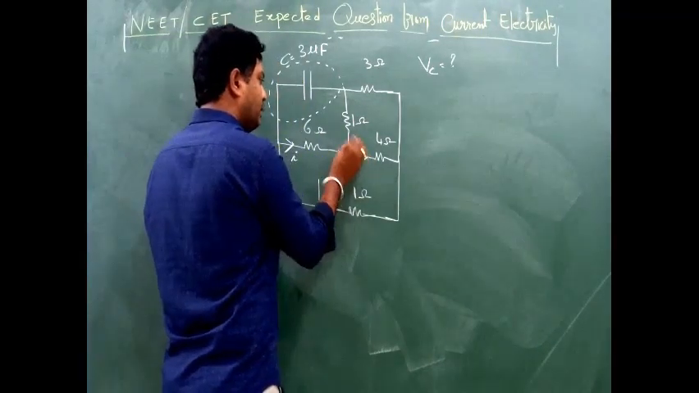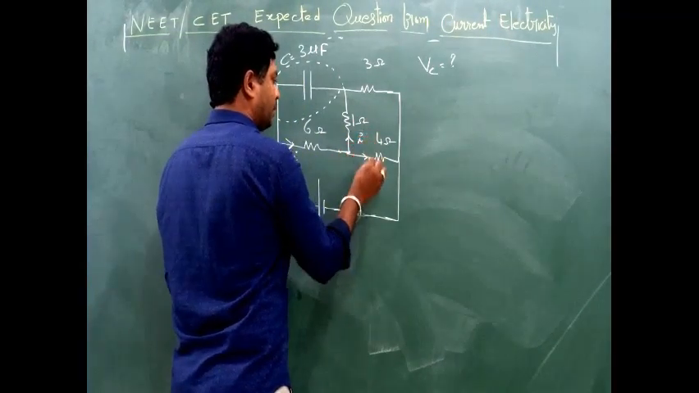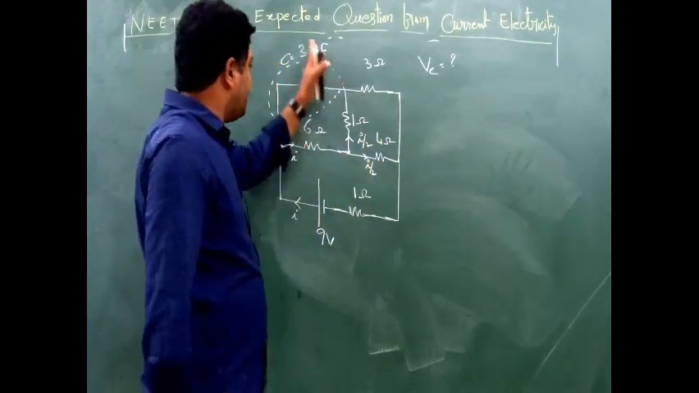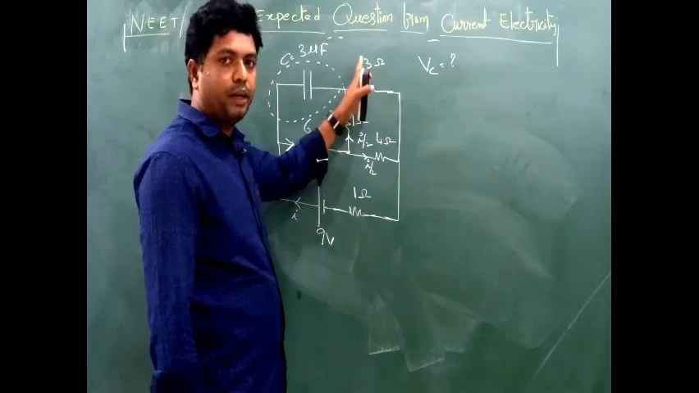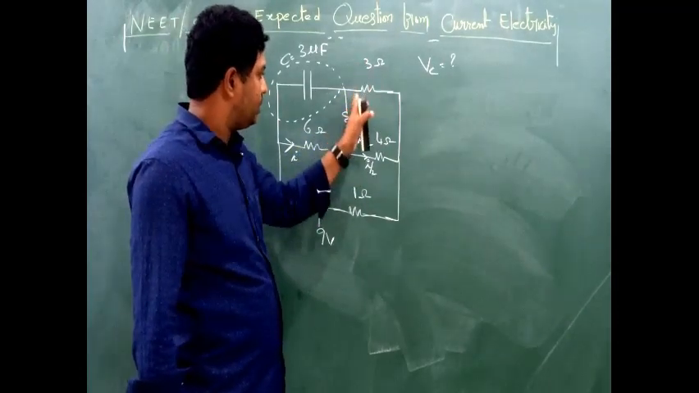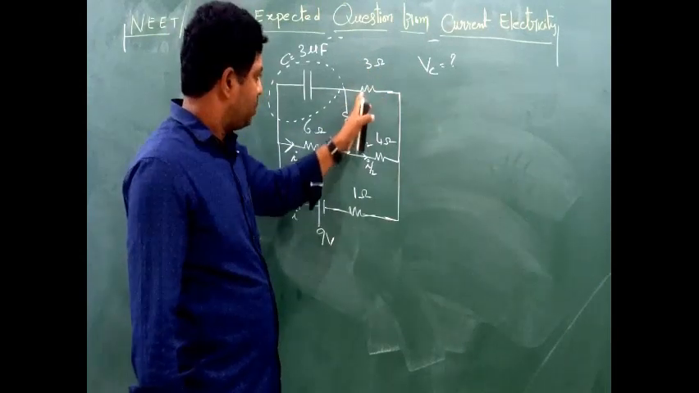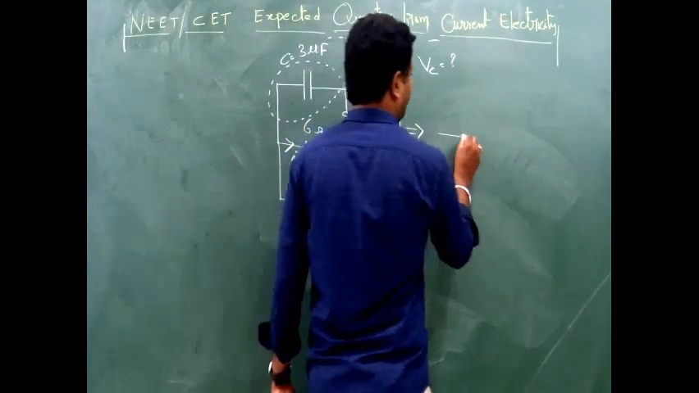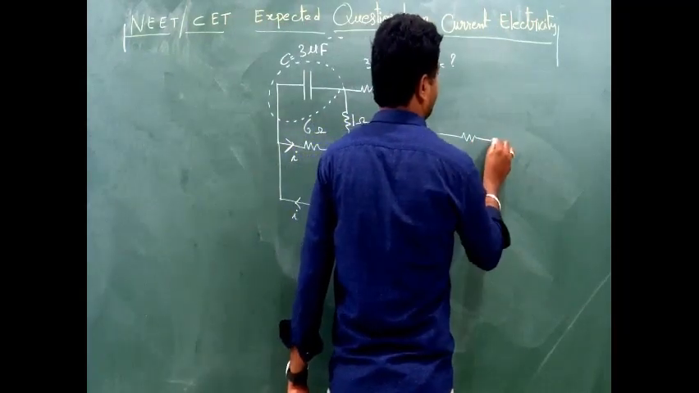Here a junction forms, then this current is divided into two branches, I by 2 and I by 2. Why? Because once it is short circuited, these two come into series. So here also the same. These two are in parallel series, so the effective resistance becomes like this.